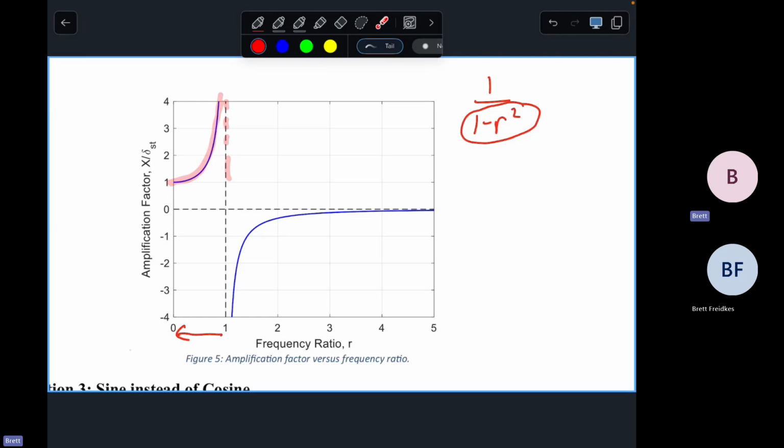While on the other side of this r equals 1, what we see is that we will have a large amplitude that's negative, goes towards negative infinity. But as r gets bigger and bigger, we see that this will end up approaching 0. Out of phase, but still approaches 0. Yes. Is that okay? Cool.